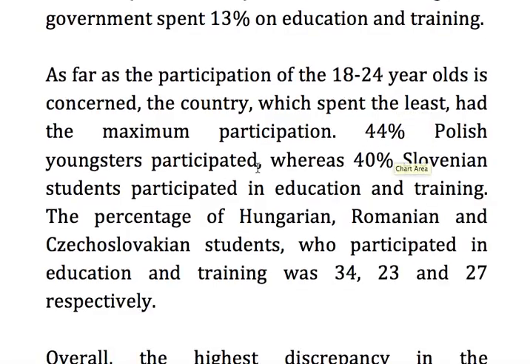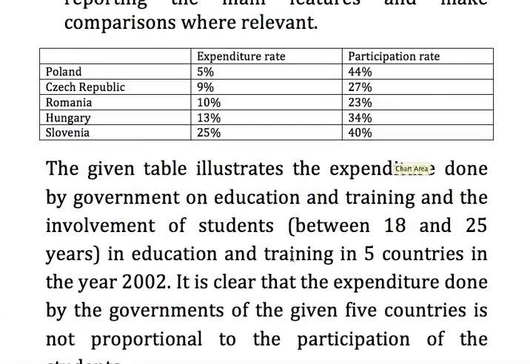44% Polish youngsters participated, whereas 40% Slovenian students participated in education and training. The percentage of Hungarian, Romanian and Czechoslovakian students who participated in education and training was 34, 23 and 27 respectively. Here I have taught the use of respectively.